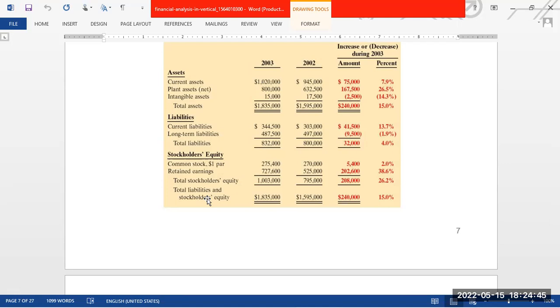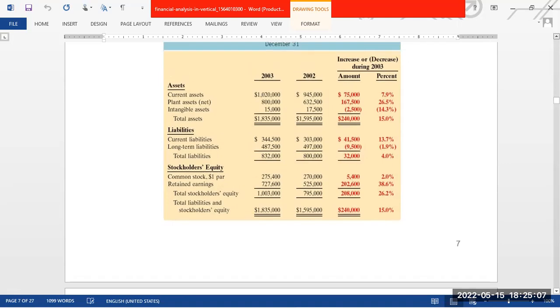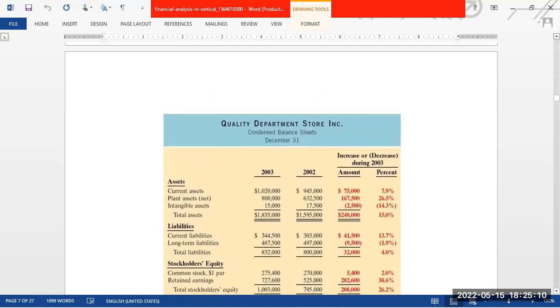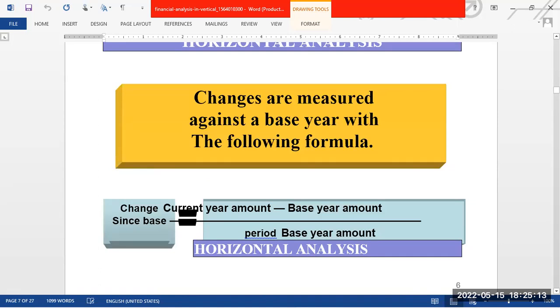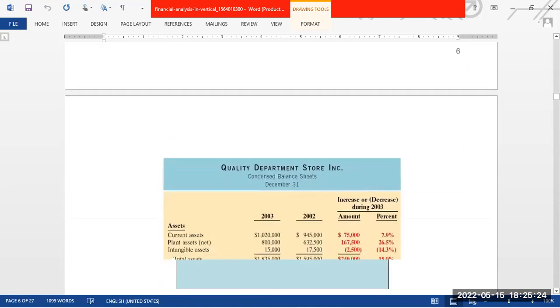So under this scenario, 2002 is the previous year, and it is always the base year because it is before 2003. Then 2003 is the current year after the base year, which is 2002. So in horizontal analysis, you take the current year amount minus the base year amount, all over the base year amount. That is horizontal analysis.